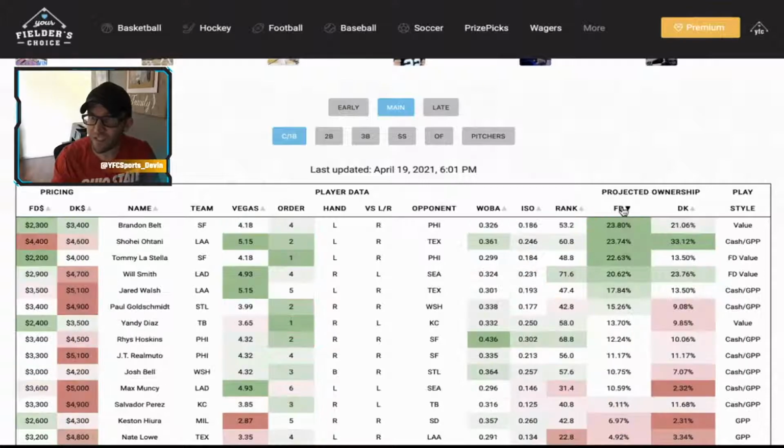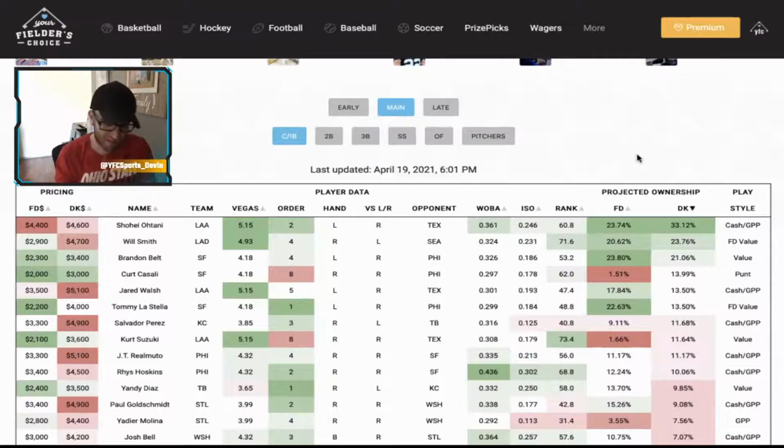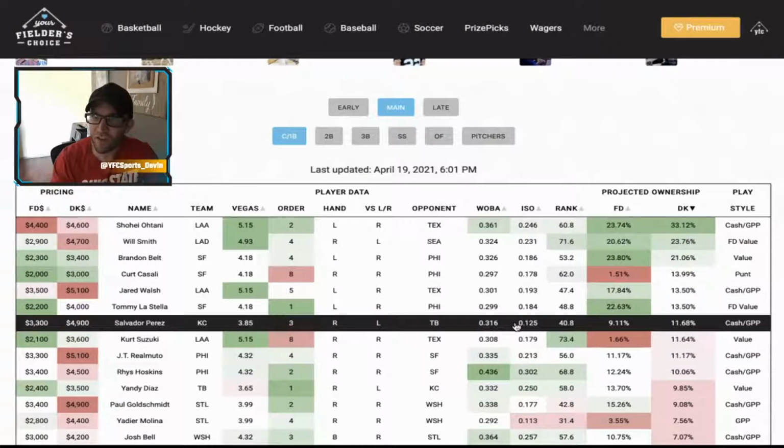You can sort these things. So if you're a FanDuel player, come in, sort it by FanDuel projected ownership. DraftKings, it automatically is, when you open it, sorted by DraftKings ownership because that's the more popular site. But batting data is the same way. We're looking at this hitter data based on the opposing pitcher's handedness.